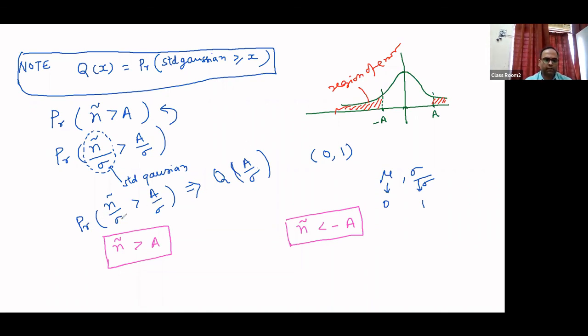So probability of n tilde by sigma is greater than a by sigma means it is Q of a by sigma, and this can be the solution for us, right? So we know that once we got the value of Q function, then the calculation is easy for us, because in numerical the value of a will be given to us, the value of sigma will be given to us. So the Q of that value can be calculated with the help of the Q table, and then we got to know the probability of error for this condition, that n tilde is greater than a.